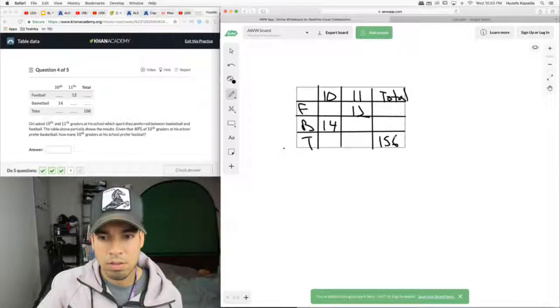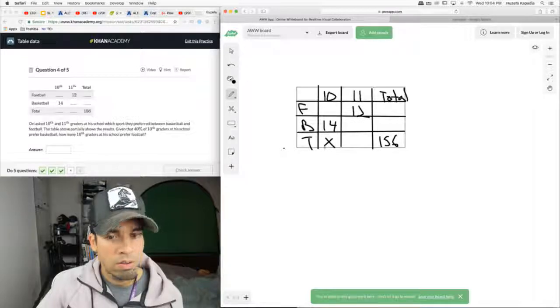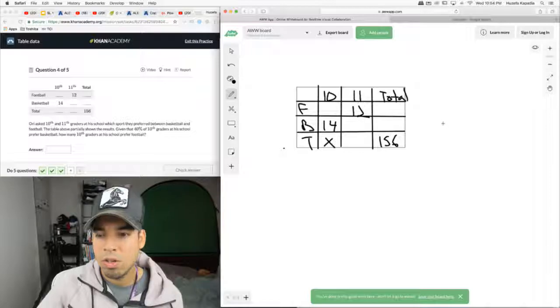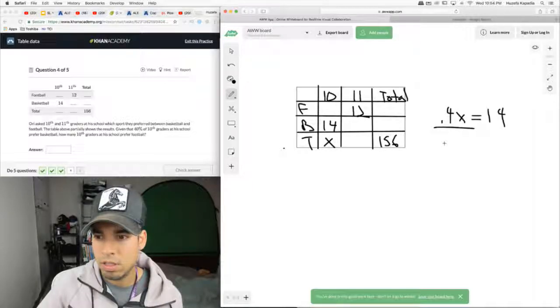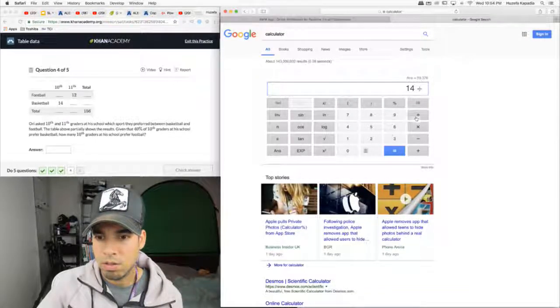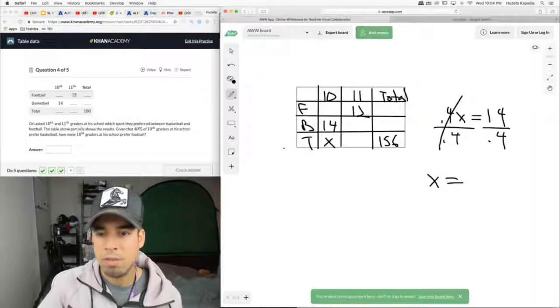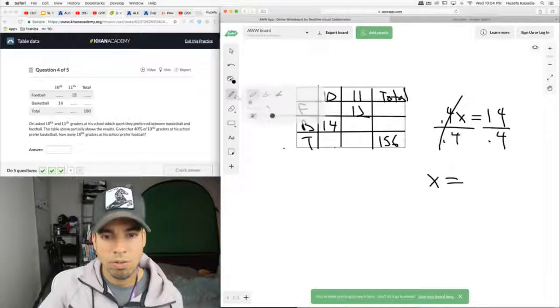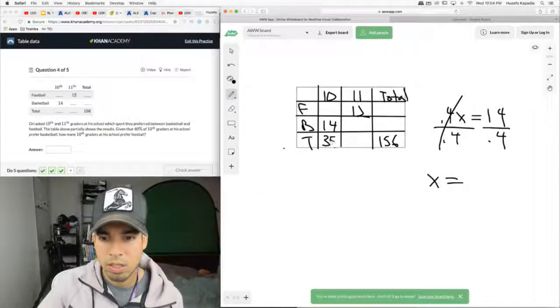So if we call this whatever this is, 40% of the 10th graders prefer basketball. So 0.4 of x equals 14. So to solve for x, we divide by 0.4, divide by 0.4. X equals, we can use the calculator, 14 divided by 0.4 equals 35. So x over here, you see how we start to fill in one value, and now we're going to get in really good position.